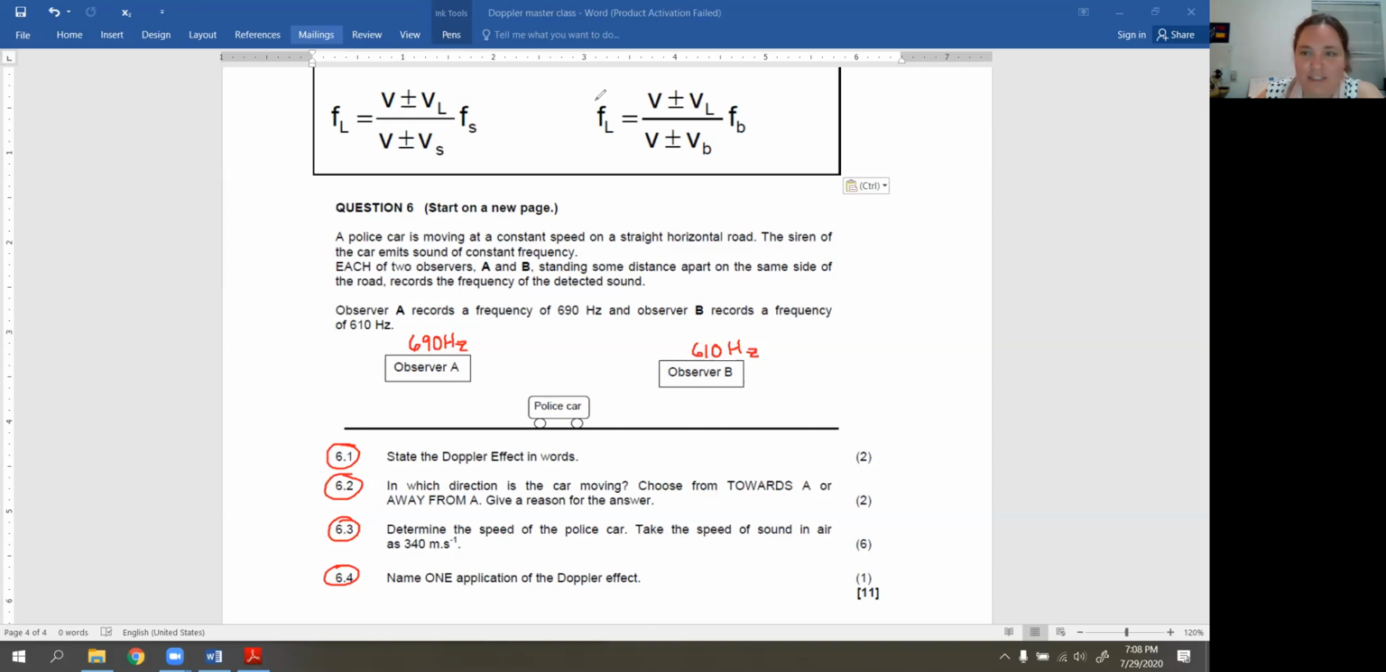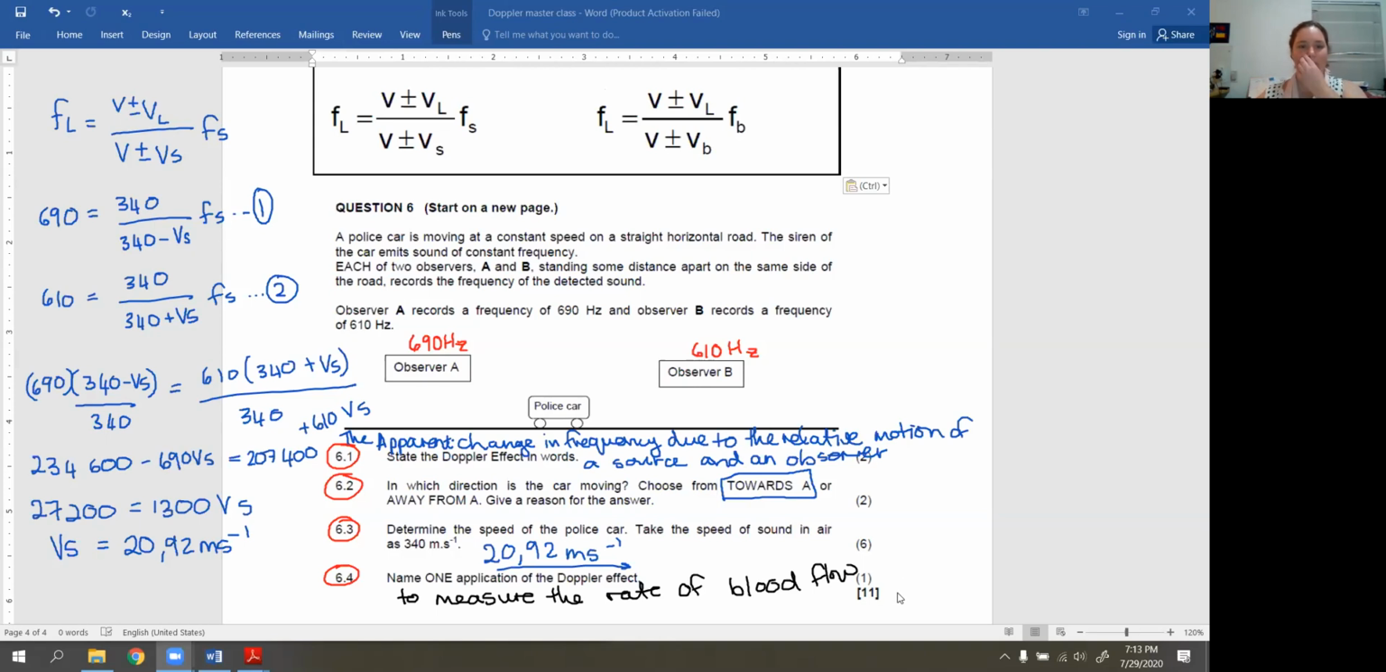All right, so let's quickly reveal and go through this. I think everybody has got the same answer, which is fantastic. Well done. Okay, so if I resume my share over here, I got stating the Doppler effect. The Doppler effect is the apparent change in frequency due to the relative motion of a source and an observer. The car is moving towards A because A has a higher frequency.